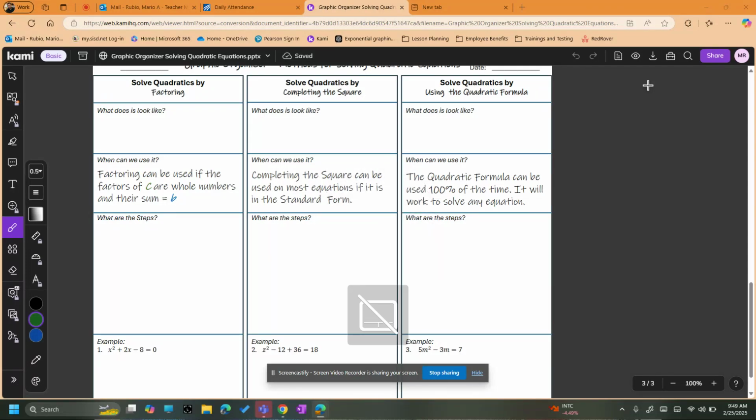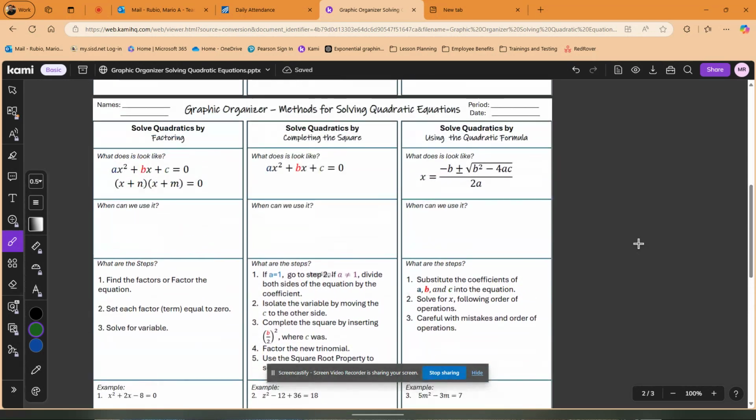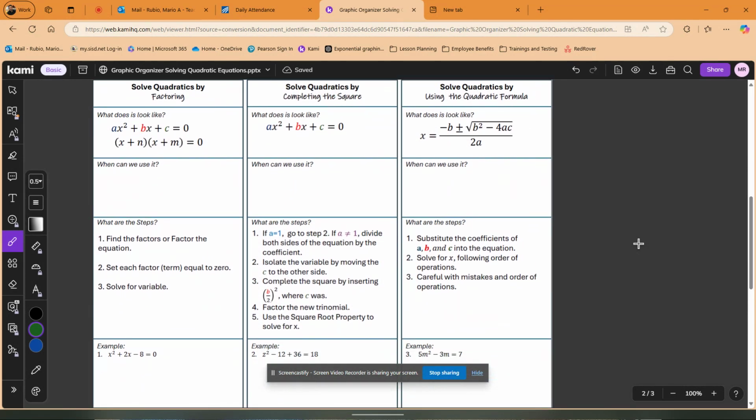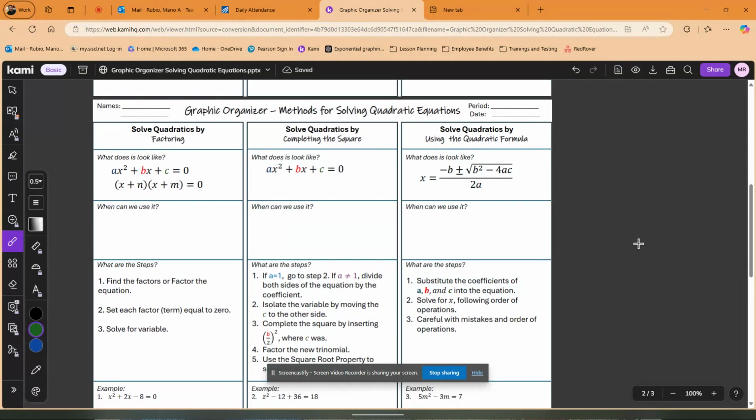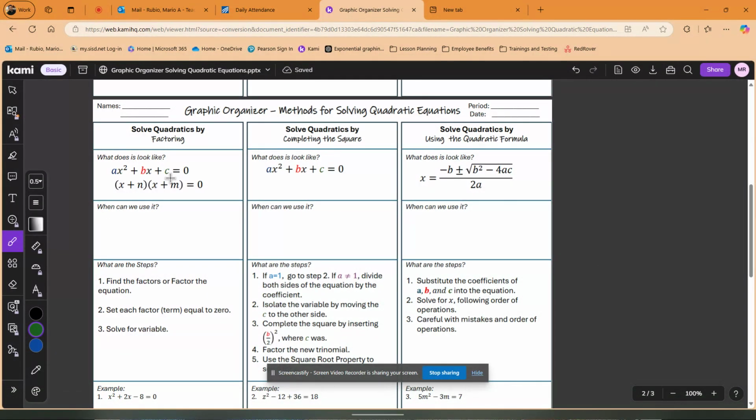As far as today goes, what we are going to work on is, I got the wrong one here. We are going to look at completing this graphic organizer, methods for solving quadratic equations. We have 3 methods that we've learned, and we're going to summarize all those in this graphic organizer. I'm going to show you what you need to fill in.